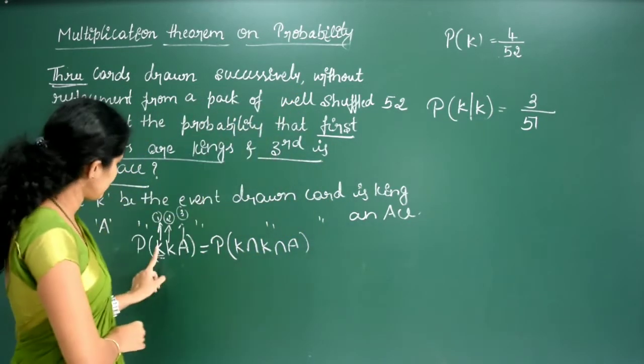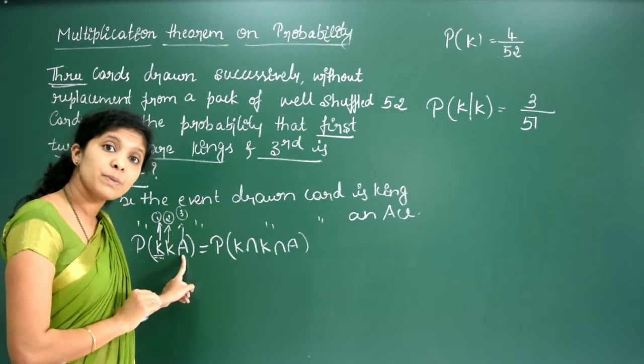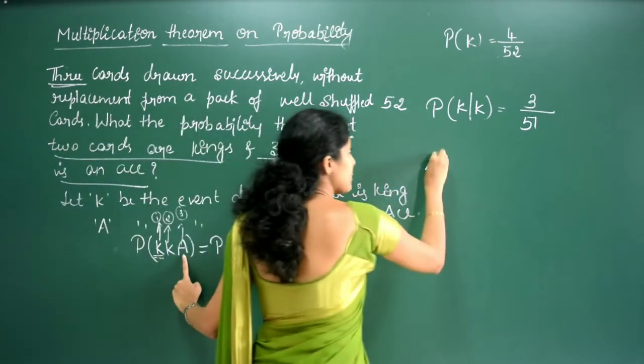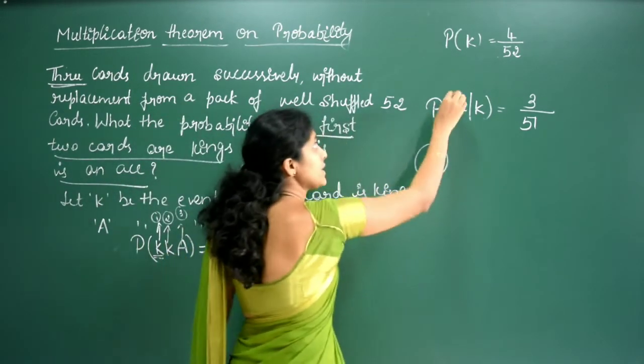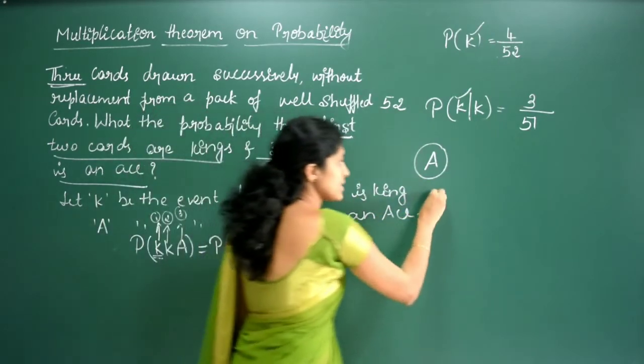Next, what do you have to find? First king is done. Second king is done. Now the third one should be an ace. Now we are finding the probability of an ace, but 2 kings have already occurred. Right? That is done. Now what can we write here?